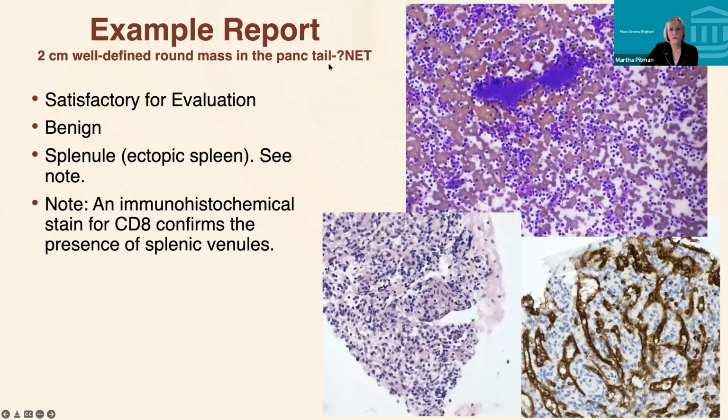A 2-centimeter well-defined round mass in the pancreatic tail, clinically thought to be a neuroendocrine tumor. And what we see are a lot of blue cells. They look lymphoid. Our cell block shows this vascular lymphoid type tissue. We do a CD8 and that confirms the splenic endothelial cells, making a diagnosis of a splenule or ectopic spleen instead of a neuroendocrine tumor, again, saving the patient from an unnecessary pancreatectomy.